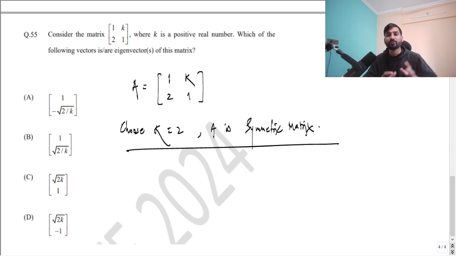Don't directly start solving the question. That is one of the biggest mistakes you make during the exam. In fact, in test series also, I have seen many students. Let's say a 5 by 5 matrix is given and you have to find the rank of the matrix, right? You guys directly start solving it.